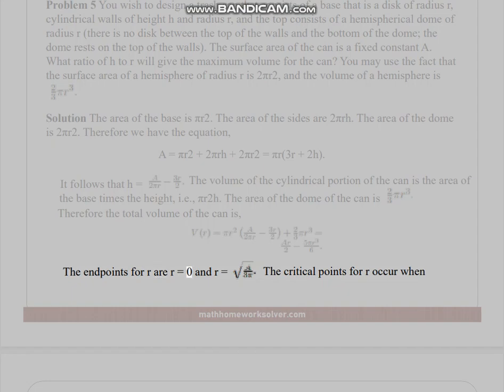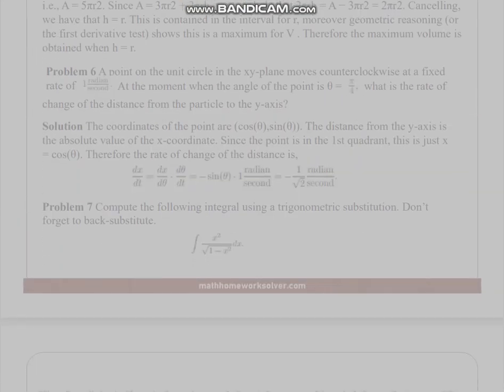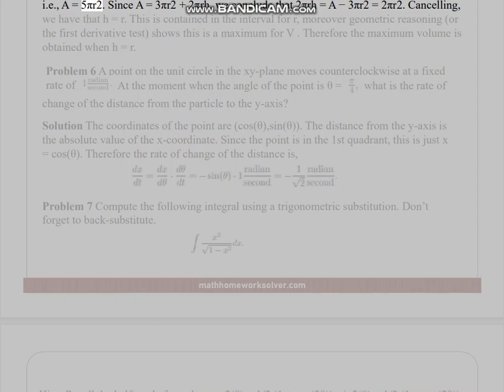The endpoints for r equals 0 and r equals the upper bound, and the critical points for r occur when A equals 5 pi r squared. Since A equals 3 pi r squared plus 2 pi rh, we conclude that 2 pi rh equals A minus 3 pi r squared, which equals 2 pi r squared. Cancelling, we have that h equals r. This is contained in the interval for r. Moreover, geometric reasoning, or the first derivative test, shows this is a maximum for V. Therefore, the maximum volume is obtained when h equals r.